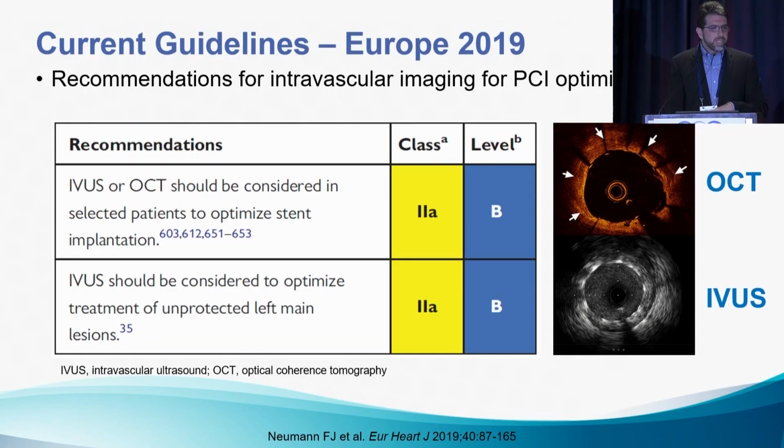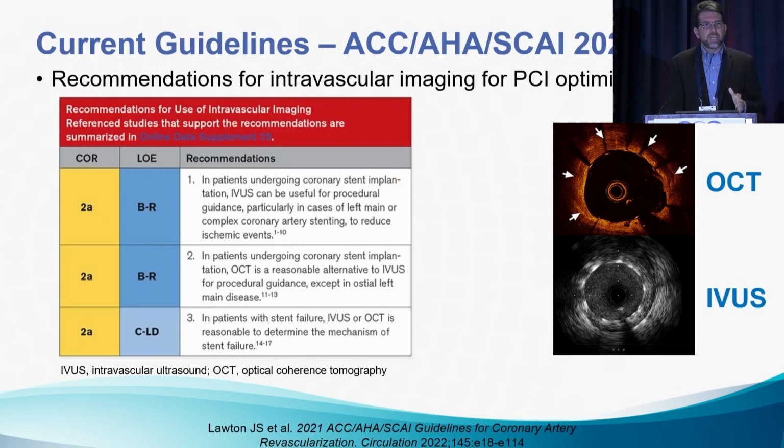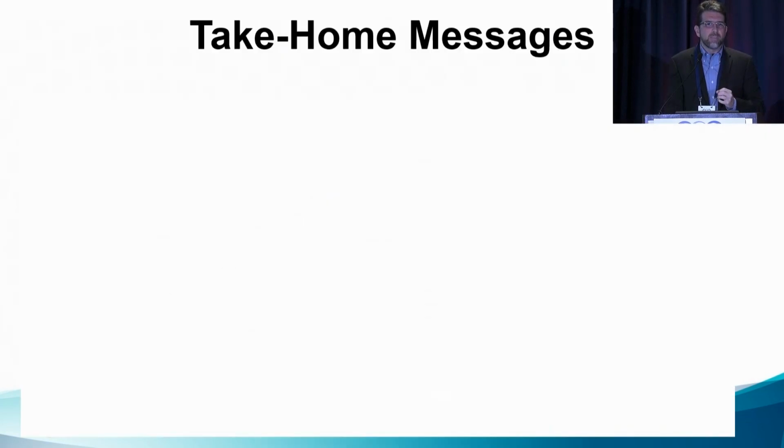To finalize the presentation, the European and the American guidelines emphasize that intravascular imaging should be used especially for left main. It's almost mandatory to use for left main, as was discussed here before. And when you're addressing in-stent restenosis or patients with high-complexity procedures, you should do the imaging so that you can have better results.